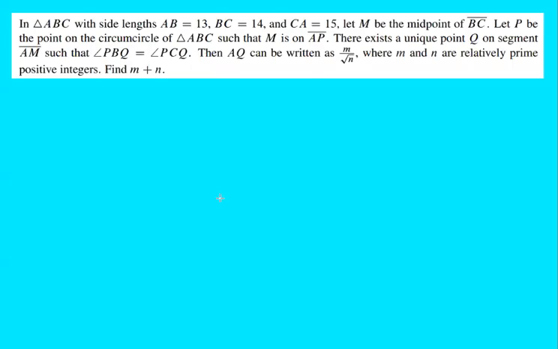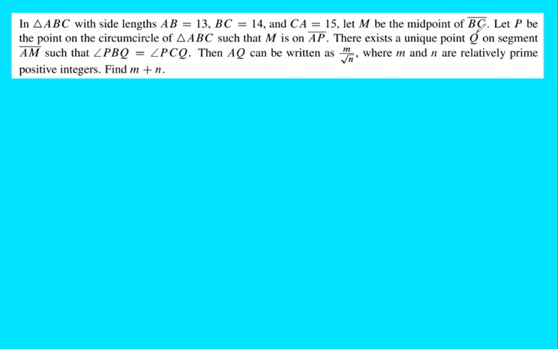Hello, everyone. So this is AIME 2023 AIME 2, number 12. Okay. So we have a geometry problem with actually a bit of a trick involved. So let's take a look at it. So we have a triangle ABC, and the sides are given.